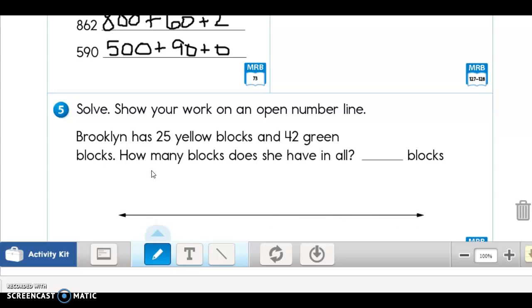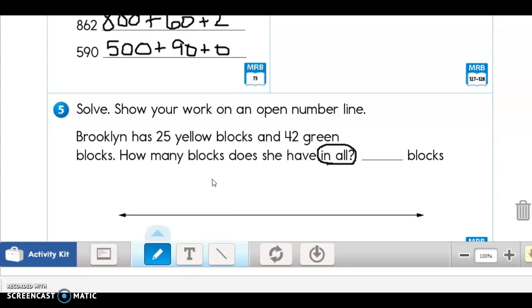Brooklyn has 25 yellow blocks and 42 green blocks. How many blocks does she have in all? Boy, when I do those word problems, I always like to look for keywords. What are my keywords here? I'm going to look at in all. And I know that when I do in all, that means we have to add. So I'm going to add 42 and 25.